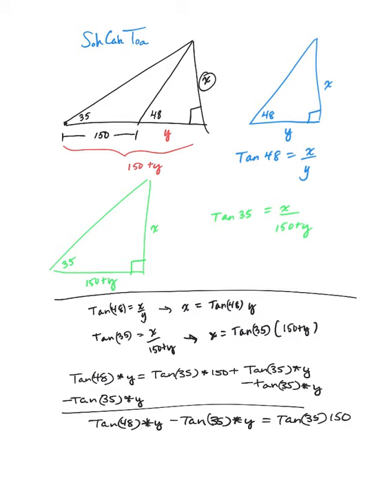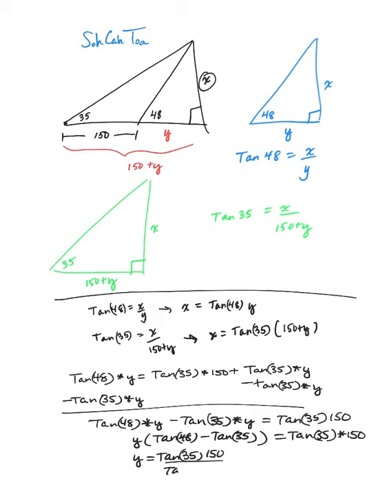Well, I have two y's, so I know you learned this in algebra. If I take out a y, I factor it out, I have tan of 48 minus tan of 35 equals tan of 35 times 150. So therefore y would equal tan of 35 times 150 over tan of 48 minus tan of 35.